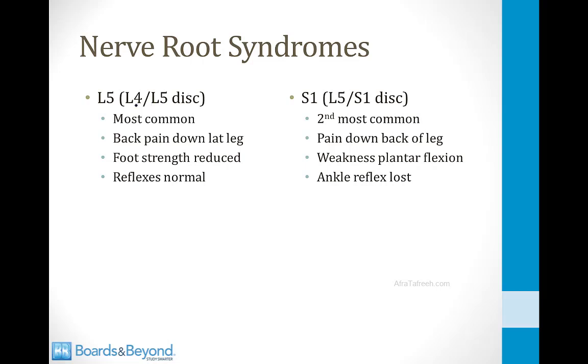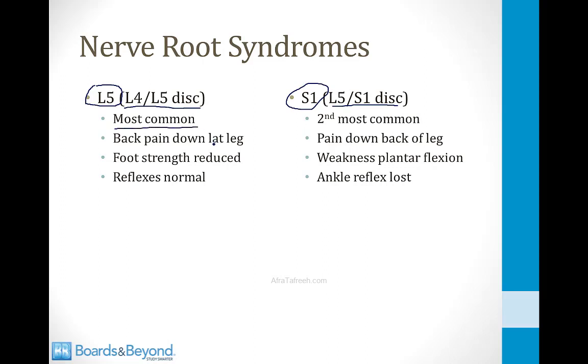So for example, if the intervertebral disc between L4 and L5 herniates, it will compress the L5 spinal nerve root, and this will give a typical syndrome with a constellation of symptoms. If the L5-S1 intervertebral disc herniates, it will compress S1. In other words, the nerve root below the level of the herniated disc is the one that gets damaged. The L5 nerve root syndrome is the most common nerve root syndrome that occurs in herniated discs.